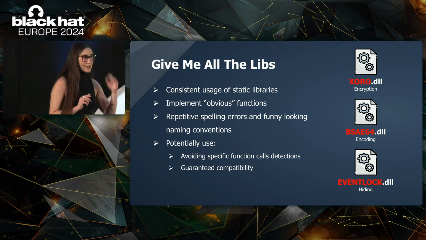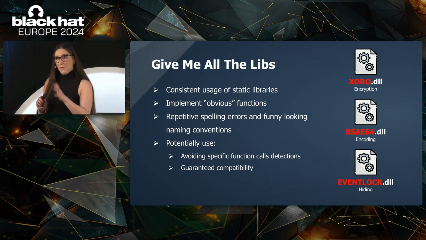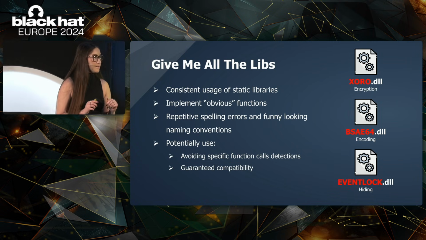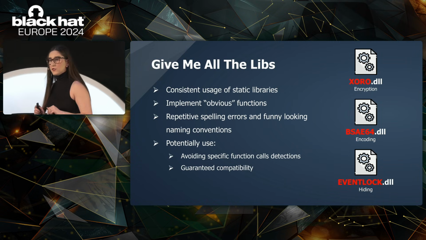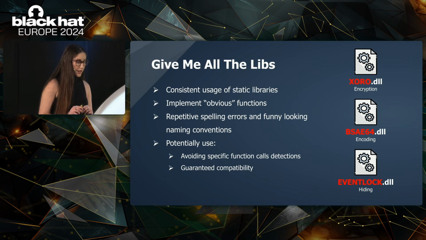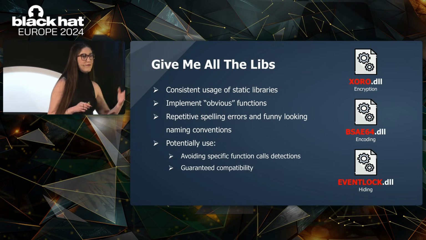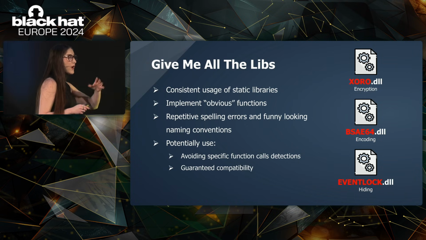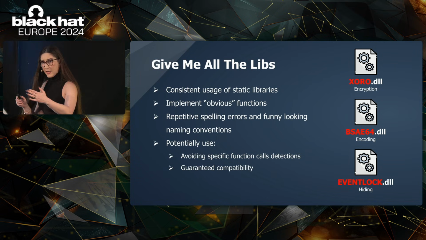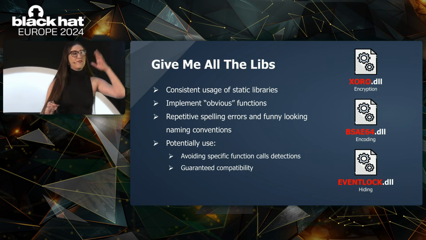You could probably guess that XORO is used for XOR encryption and decryption. BC64, and it's compiled with this typo, this is not me, is used for base64 encoding and decoding. And event lock will actually be used to tamper with processes and services related to the Windows event log. Upon first looking at these, I thought to myself that these are very obvious functions. And I couldn't quite wrap my head around why would anyone actually spend time and efforts into creating these functions on their own. But it was a very repetitive, consistent thing.